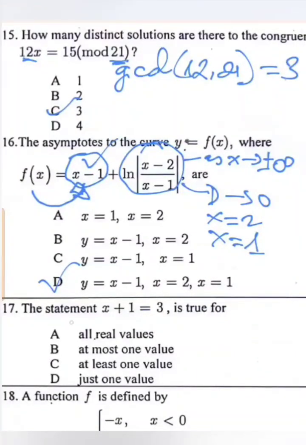In number 17, the statement x plus 1 equals 3 is true for A, all real values, B, at most one value, C, at least one value, D, just one value. So if the solution is that of real numbers, then we just have that x plus 1 equals 3 and x will be equal to 2, the only solution in the set of real numbers. So it has just one value as the solution.